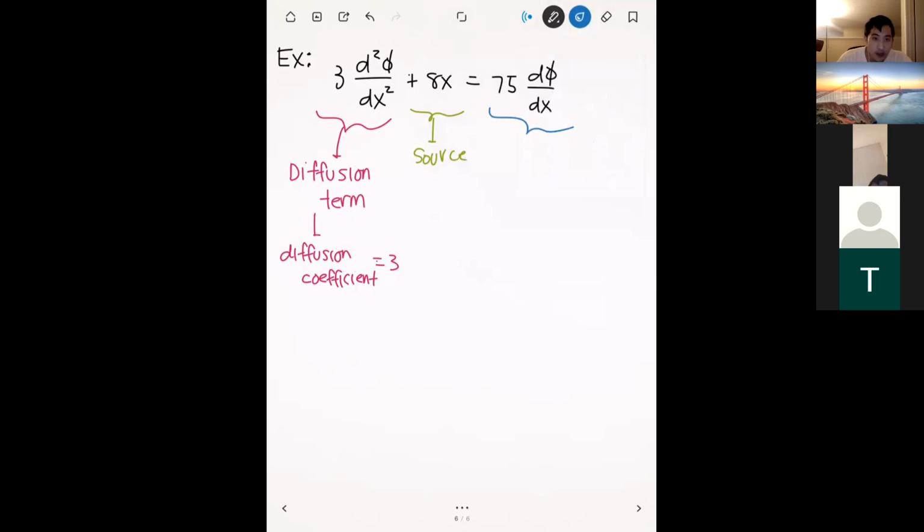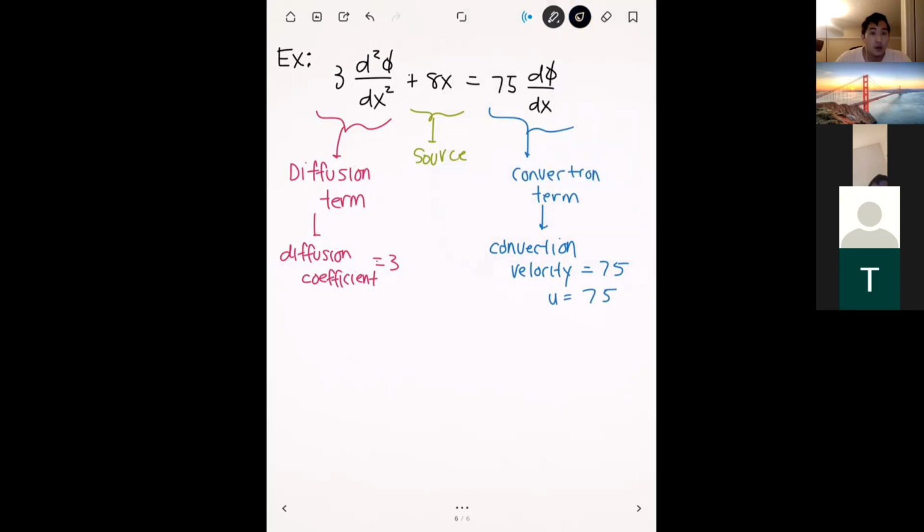And finally, we have our new guy here. So this is our convection term. And what I want to highlight here is that our convection velocity is the coefficient in front of d phi dx, which is 75. So if you refer this back to the symbols that we were working with before, our value of u here is 75.